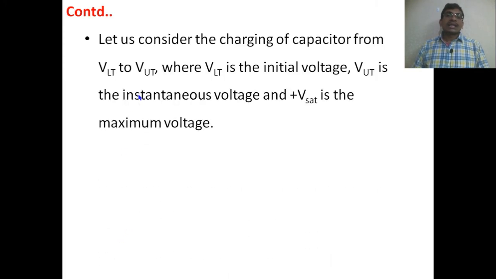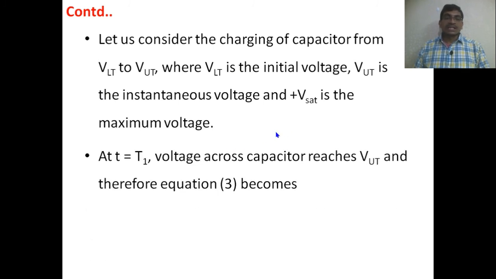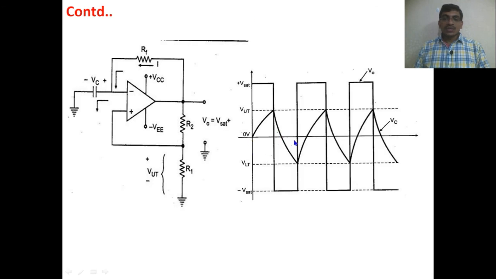So let us consider the charging of the capacitor from VLT to VUT, where VLT is the initial voltage, VUT will be the instantaneous voltage, and plus V saturation is the maximum voltage. Let us see from the diagram. So now we are assuming that this capacitor is charging from VLT towards plus V saturation.